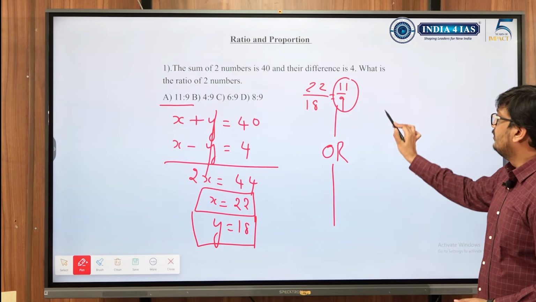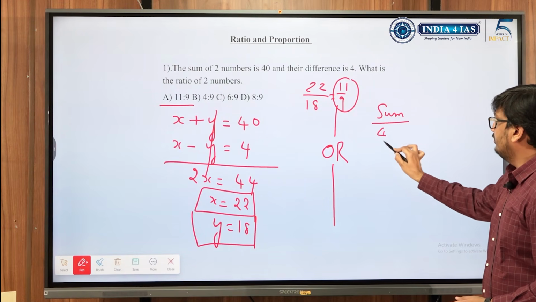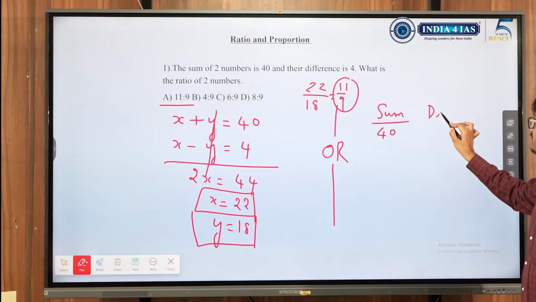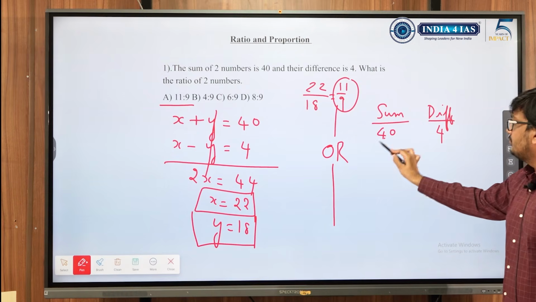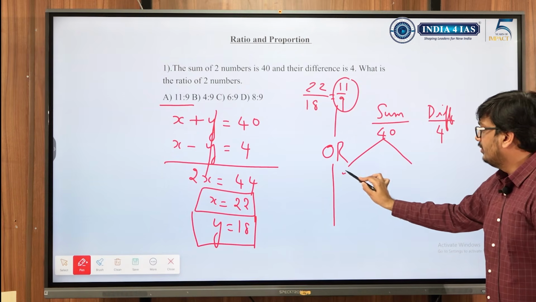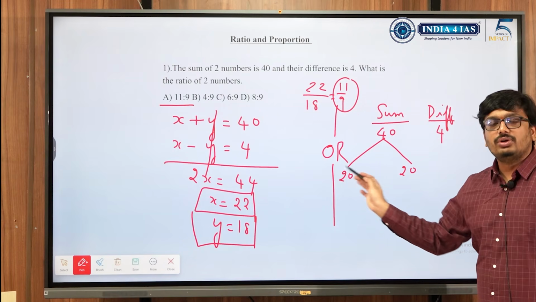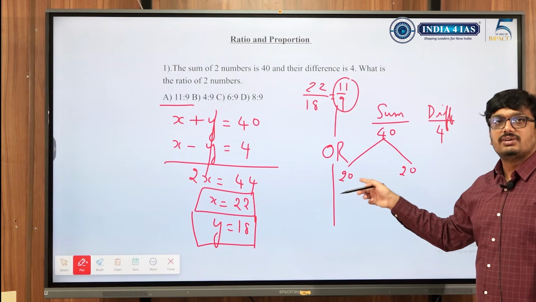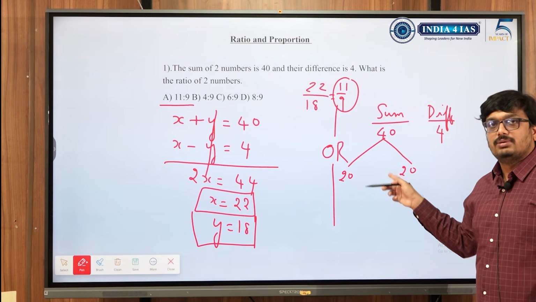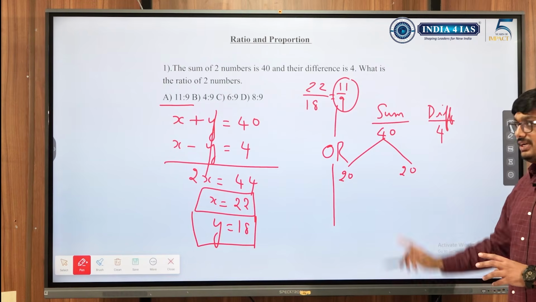So, another method: sum is 40, difference is 4. Divide this 40 equally, it will become 20 and 20. Assume two numbers are 20 and 20. If you add, sum will be 40. Yes, but difference is 0. 20 minus 20 is 0. So, difference I should get 4.